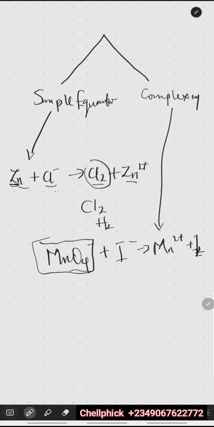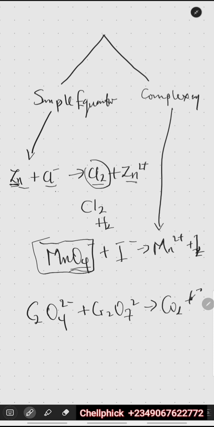But in the compound one, we can have this. We can even have something like C2O4 2- plus Cr2O7 2-, you understand? To give something like CO2 plus Cr3+. Now this type of reaction requires a complex equation. A complex equation is a type of equation in which there is the presence of a compound, but in a simple one, there is no presence of any compound. I hope that is clear to you.